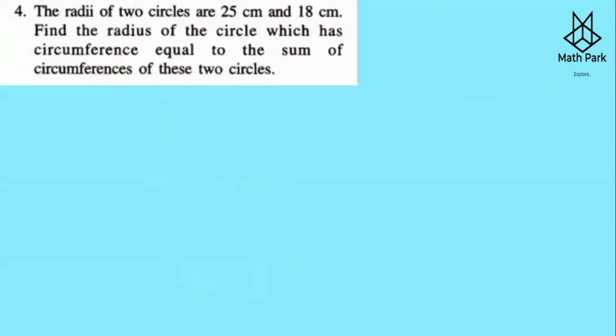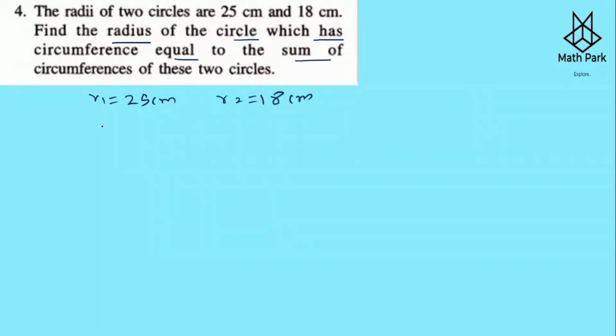Question number 4. The radii of two circles are 25 and 18. Find the radius of the circle which has the circumference equal to the sum of the circumference of these two circles. So let us take R1 is equal to 25 centimeter and R2 is equal to 18 centimeter. Find the radius of the circle which has the circumference equal to the sum of the circumference of the two circles. So there is another circle. There are three circles we can say.